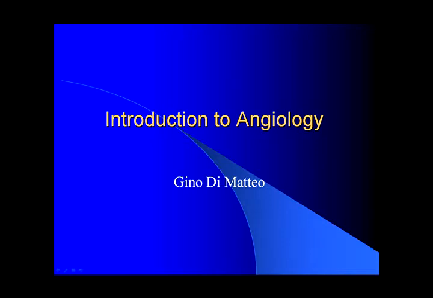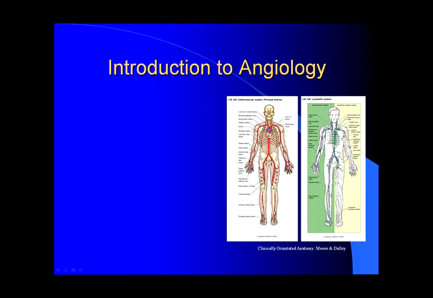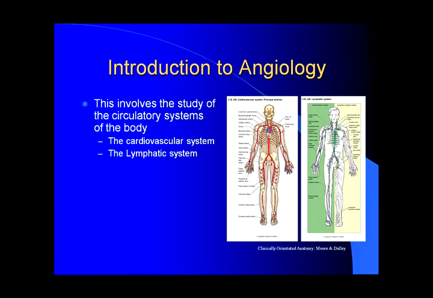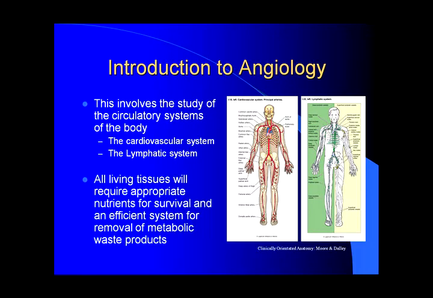Introduction to Angiology. This is the study of the vessels of the body. The vessels of the body are divided up into two main groups: the cardiovascular system and the lymphatic system. All tissues require appropriate nutrients for functioning and the efficient removal of metabolic waste products. This is done by the cardiovascular system and the lymphatic system.